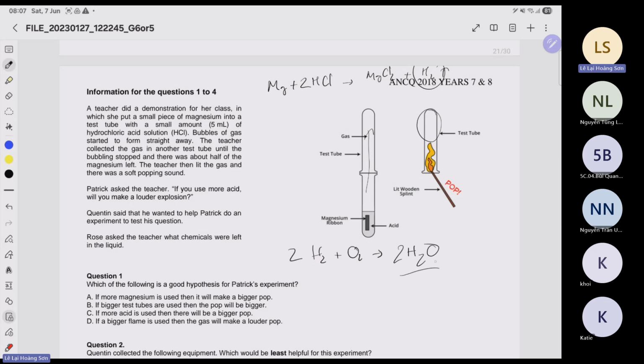And this reaction is very, what we call exothermic, very exothermic. It releases a lot of heat. And then it will give you the popping sound.